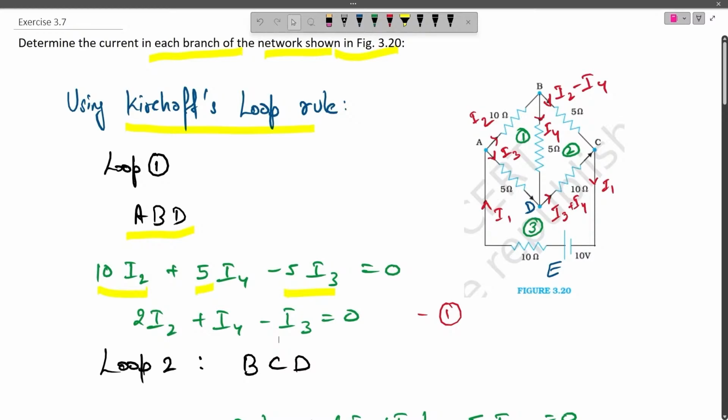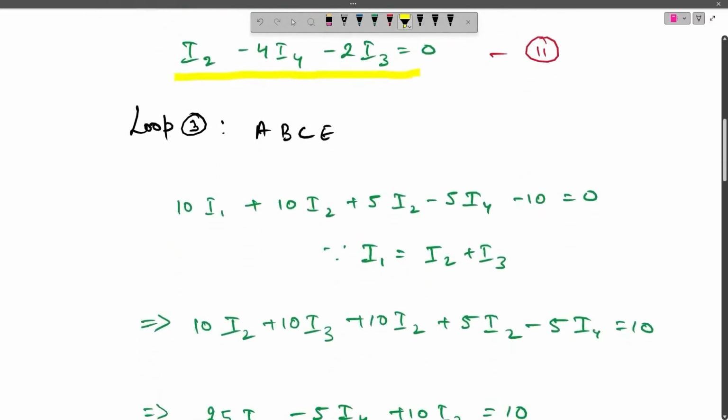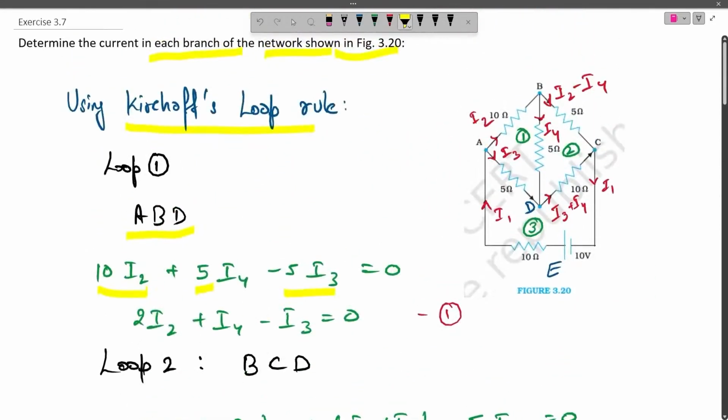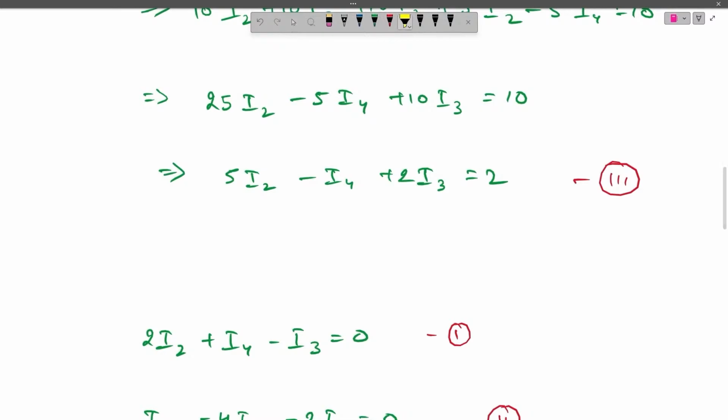Now similarly in loop BCD, we see 5 times (I2 minus I4) minus 10I3 plus I4 minus 5I4 equal to 0. This will give us I2 minus 4I4 minus 2I3 equals 0. Now similarly in the loop ABCE, we will see that 10 times I2 plus 5 times (I2 minus I4) minus 10 plus 10 times I1 would be equal to 0. Now this will give us 5I2 minus I4 plus 2I3 equals 2.